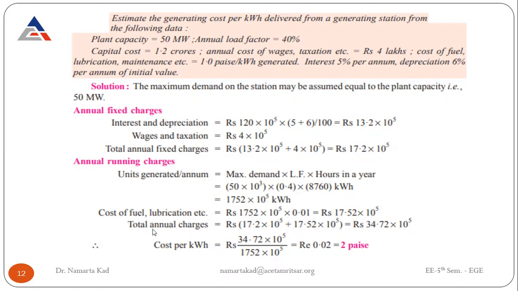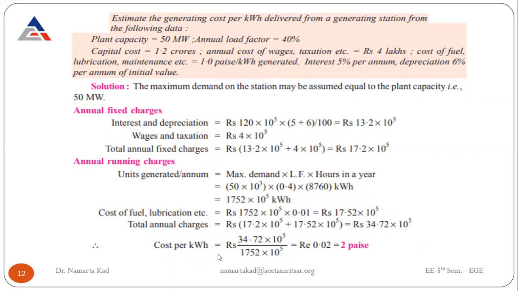And so the total annual charges, meaning the total annual plant cost, is fixed cost plus operating cost. The fixed cost is 17.2, the operating cost is 17.52 into 10 raised to power 5. So combining these gives you 34.72.